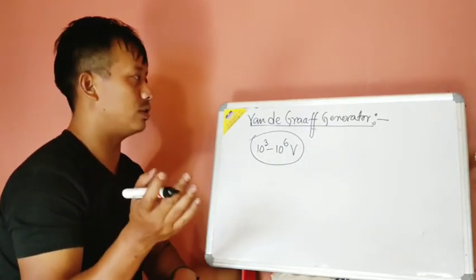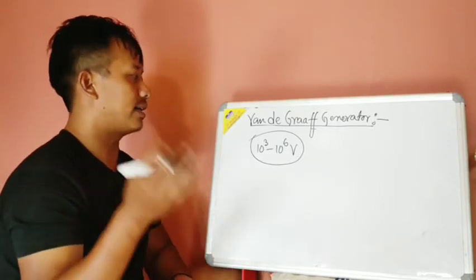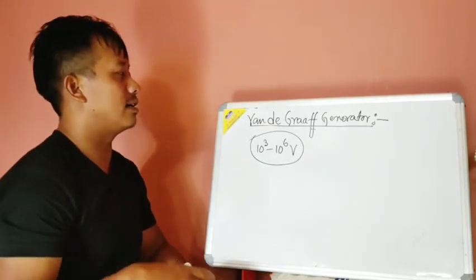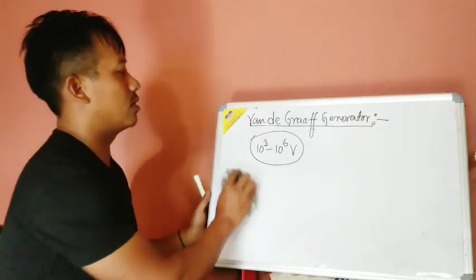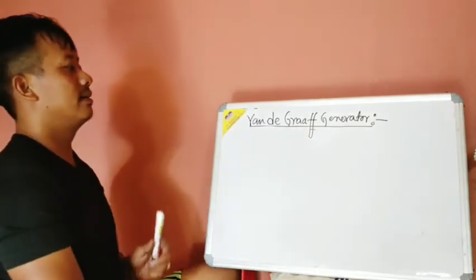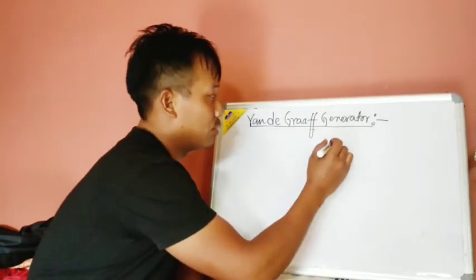It can be positive or negative charge depending on the situation. So this high potential can be used to accelerate charged particles, either electrons or protons, etc. Let us see the basic idea and the basic components of a Van de Graaff generator.